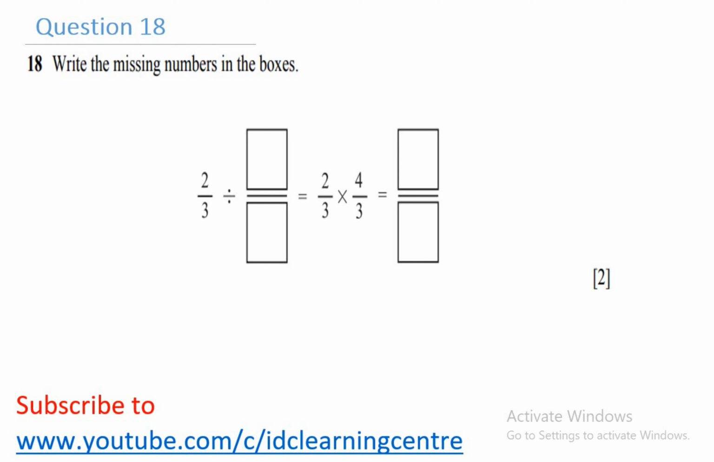2 over 3 divided by what will give us 2 over 3 times 4 over 3 equal to what? Now this will be 3 and this will be 4, while this will be 8 and this will be 9. If you check what I've done, 2 over 3, keep change, flip the division, will give you 4 over 3. Solving for this will give me 8 over 9. And here, 2 times 4, 8; 3 times 3, 9. So it's the same thing. So we have our answer.